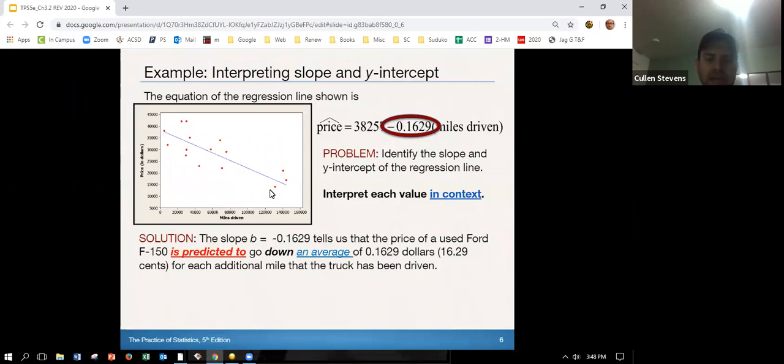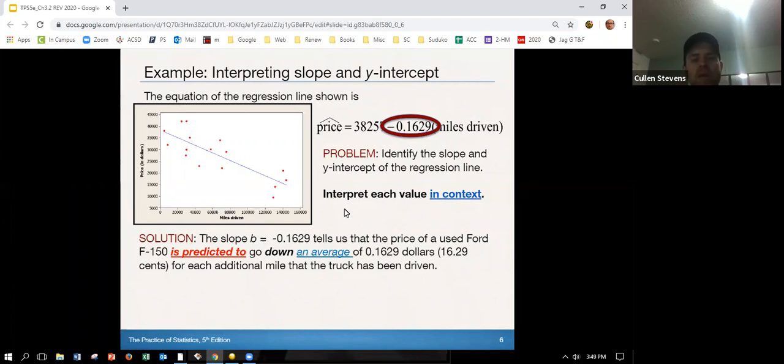So I want to look for that negative sign when I'm looking for the slope. It's saying that the price of a used Ford F-150 is predicted to go down an average of $0.1629 for every additional mile. We think about that as X over 1, so it goes down 0.1629 for every 1 unit that the truck is driven. And this unit is miles.